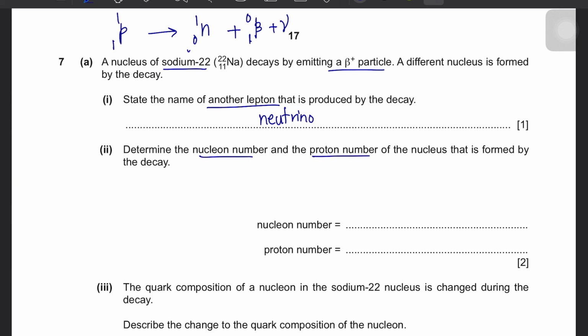Determine the nucleon number and proton number. So sodium 22, with proton number 11, is decaying by beta plus release. So what should be left? Here you have got 1, here 11, so 10. And on the top we should have 22, the same number. So let's just say some element X is released. We just want to check what is the nucleon number and proton number. So nucleon number is 22 and proton number is 10.